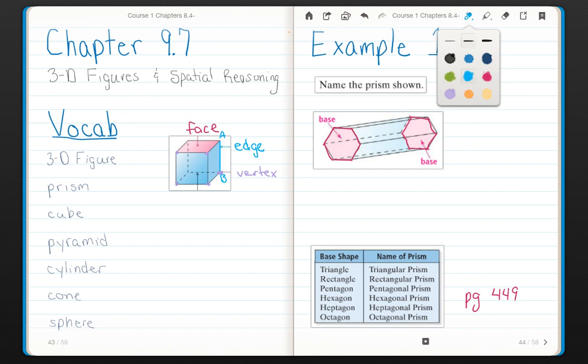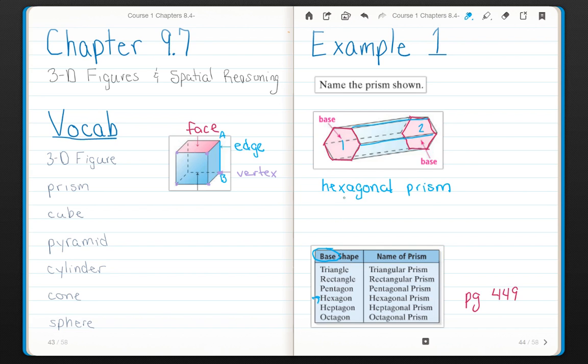They're then connected by other faces, making the vertical space between them. So imagine that this was a solid piece. These faces are used to connect this base and that base. So what do we name it? We name prisms for their base shape. So this base is a hexagon. So we call this a hexagonal prism. Hexagonal prism.